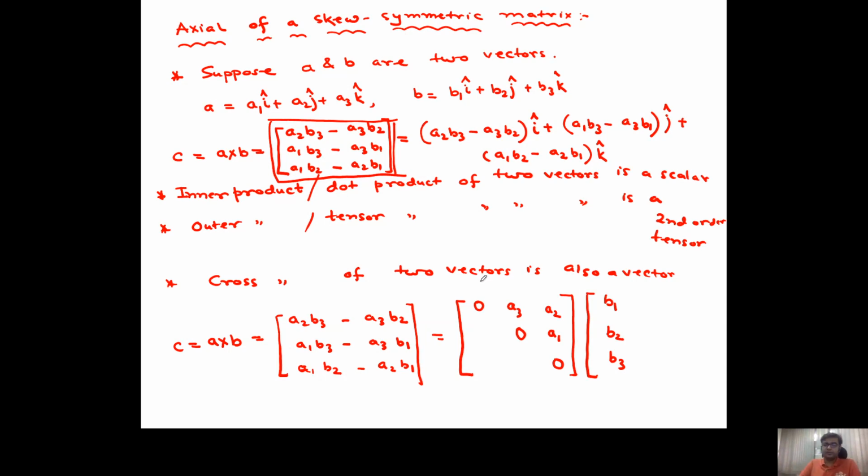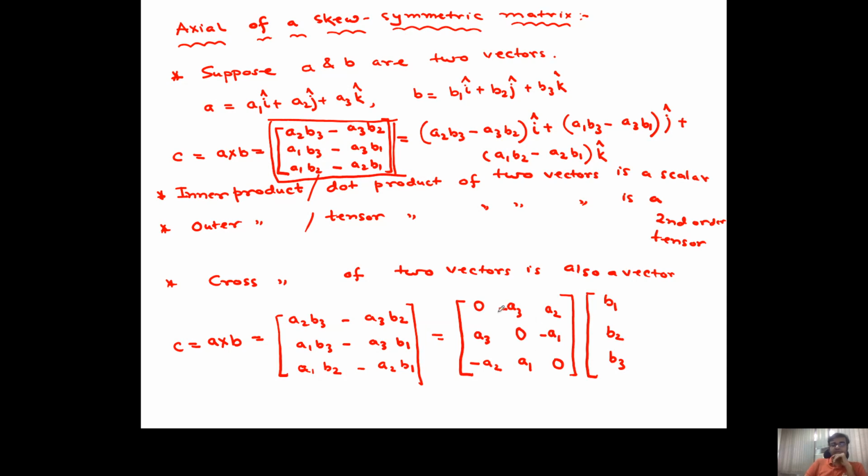Now there is one more thing here. This one and this one will be negative. And now if you complete the matrix, this will become A3, and then this will become minus A2, and the last one will become A1.